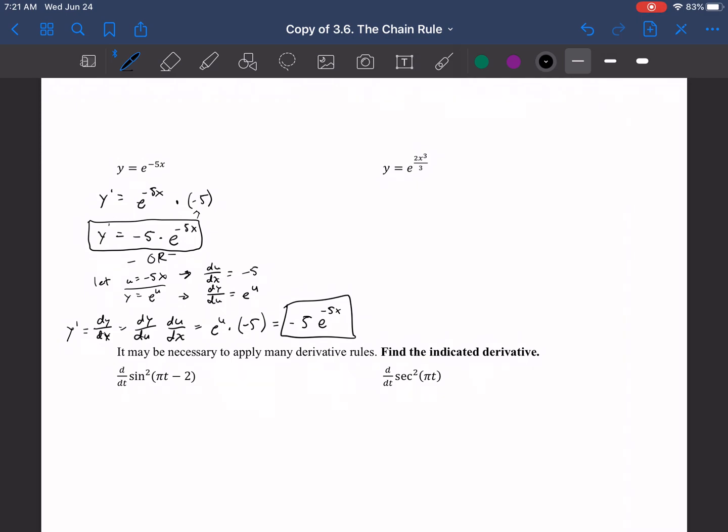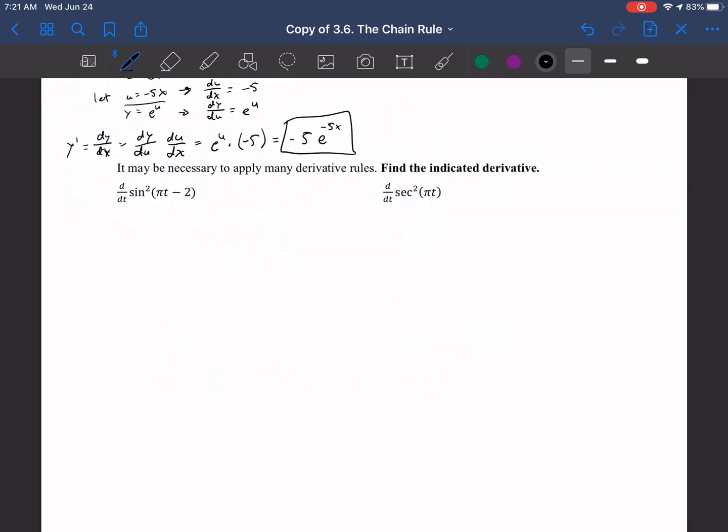So on some of these things, it might be necessary to apply multiple rules, where you have to do more than just multiple chain rules, or do the product rule inside the chain rule or something like that. So that's what these ones here are practicing, kind of putting all your rules together. So let's take a look at this one here.